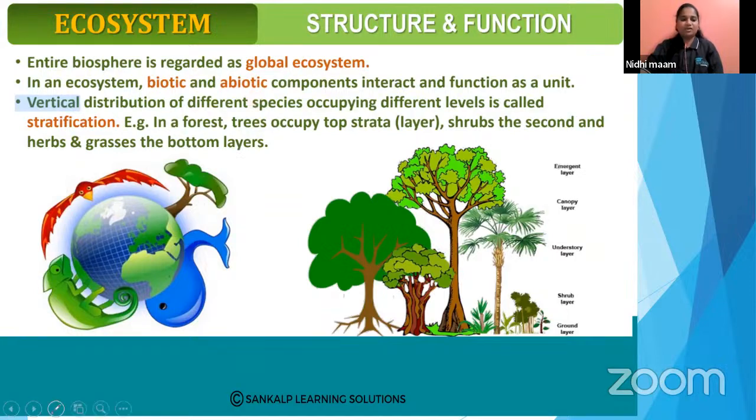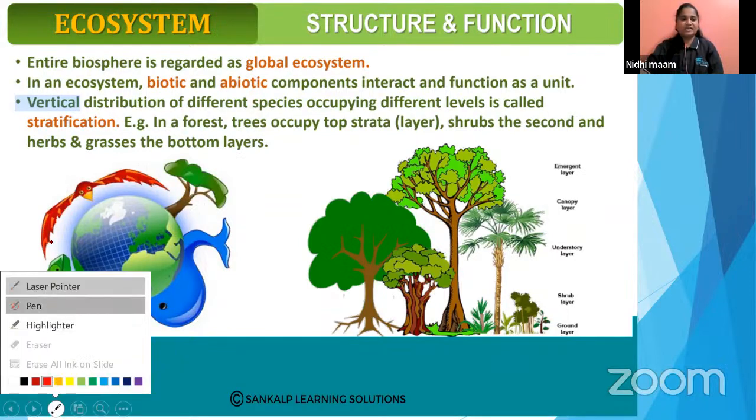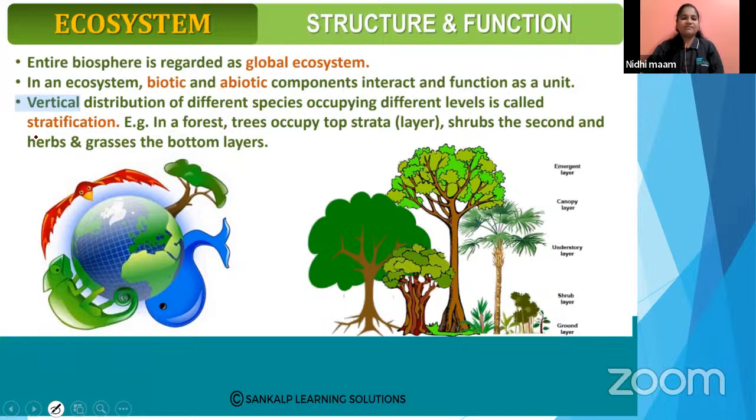Next, we have one more term here which we have to concentrate on: stratification. So what is stratification? Vertical distribution of different species occupying different levels is called stratification.